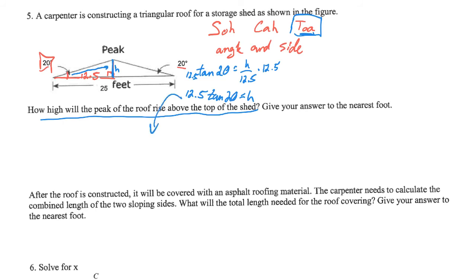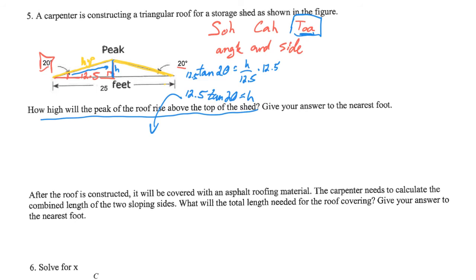After the roof is constructed, it will be covered with an asphalt roofing material. The carpenter needs to calculate the combined length of the two sloping sides. So now we want to know how long these two yellow lines are. So now you're looking for the hypotenuses. What will the total length be? We just need to find those hypotenuses and add them together. So again, I would use the 12.5, and we want to find this h for hypotenuse now, not for height. I'm going to write HYP for hypotenuse.